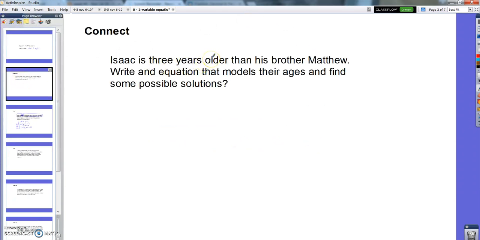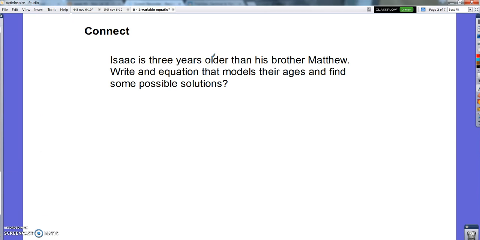Think with me. Okay, so this was a question we dealt with the other day, right? Isaac is 3 years older than his brother Matthew. Write an equation that models their ages and find some possible solutions. Last time we said, okay, there's 2 variables. There's 2 things I don't know. I don't know Isaac's age, and I don't know Matthew's age. All I know is that Isaac is older, right? So Matthew's age plus 3 equals Isaac's age. It's as far as I really can tell.